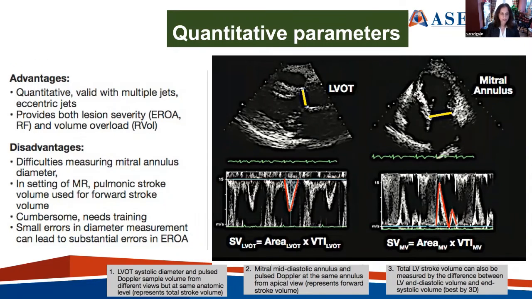The disadvantages are that it's very difficult to measure the mitral valve annulus diameter. Therefore, if you're off in your diameter of the mitral valve annulus, your calculation of the mitral valve area is going to be way off as well. You can't use this in the setting of mitral regurgitation, and then you have to use the pulmonic valve instead. This is a very cumbersome method, needs training, and needs really good image quality. And small errors in the diameter measurements anywhere, even the LVOT or the mitral valve, can lead to substantial errors in the EROA.